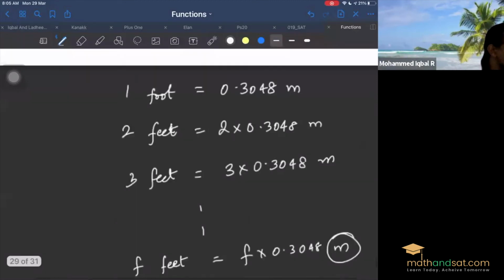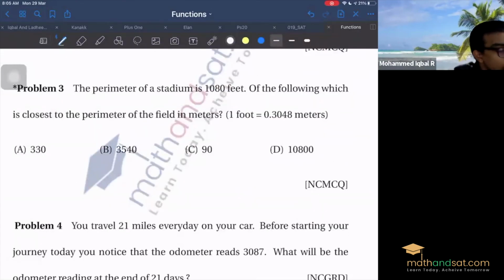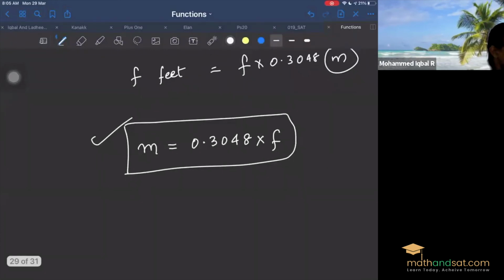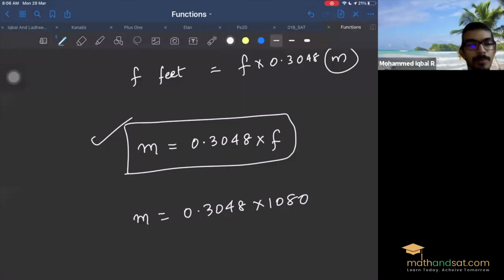Now, in the question they talk about 1080 feet. So to get the quantity in meters, you have to find 0.3048 times 1080. Corresponding to 1080 feet, you have to multiply with 0.3048 to get the quantity in meters. Because 1 foot is 0.3048, 2 feet is 2 times 0.3048, 3 feet is 3 times 0.3048, so 1080 feet is 1080 times 0.3048 meters. So far, so good? Please let me know.